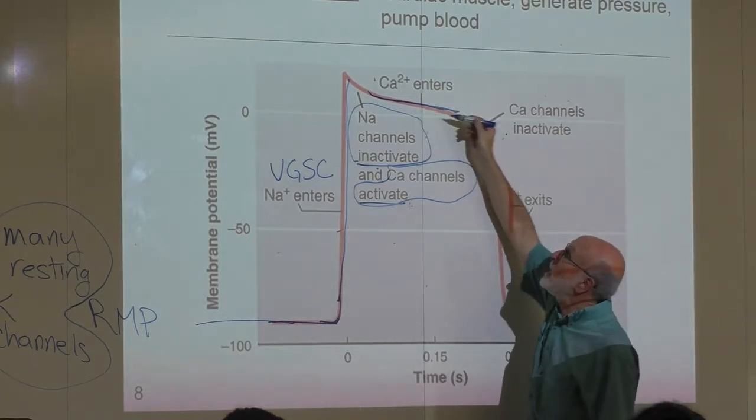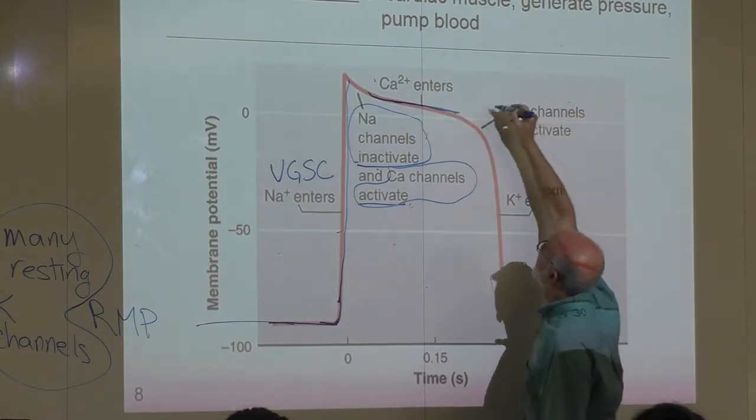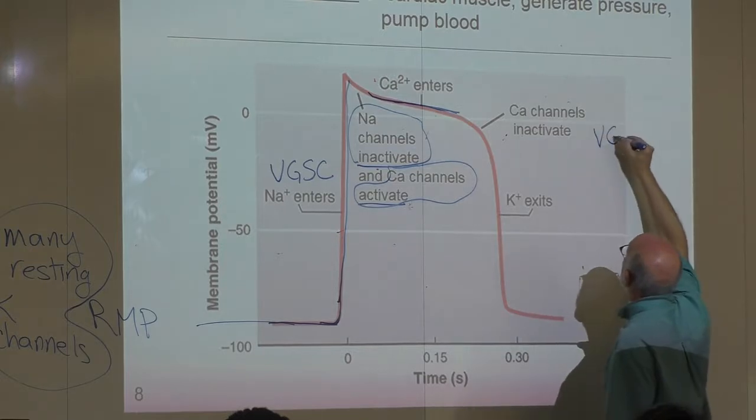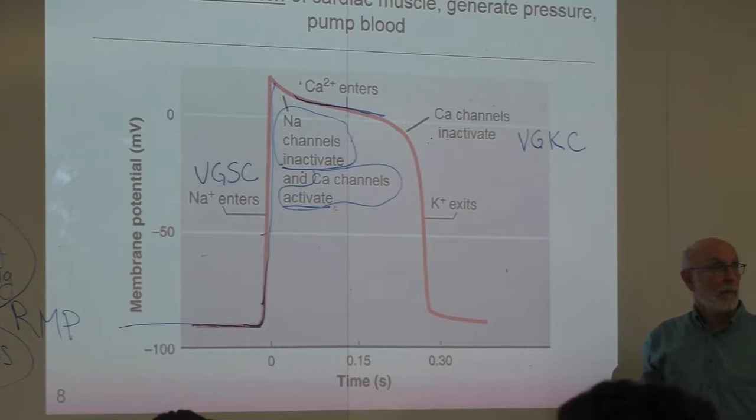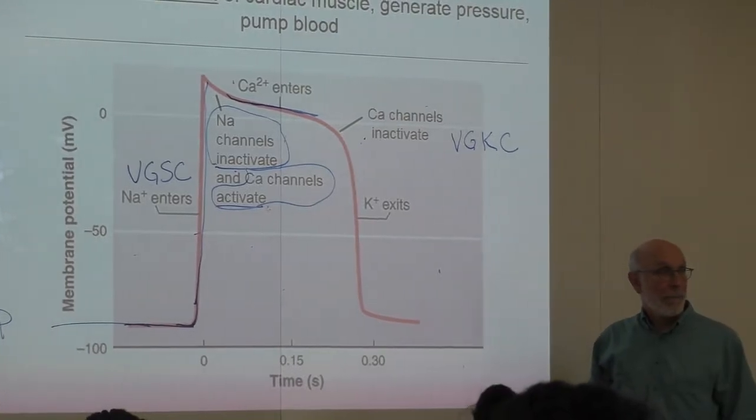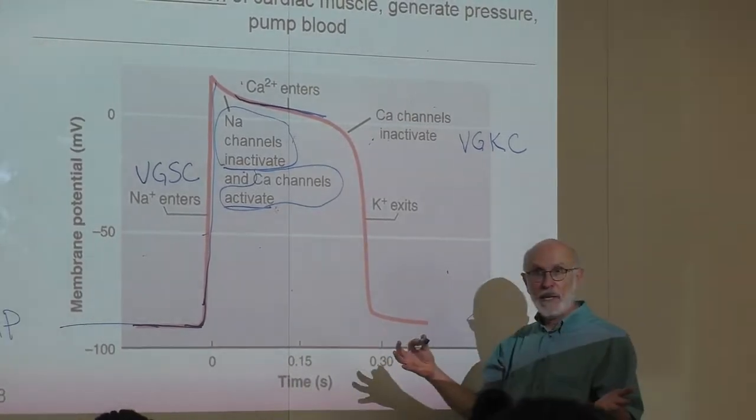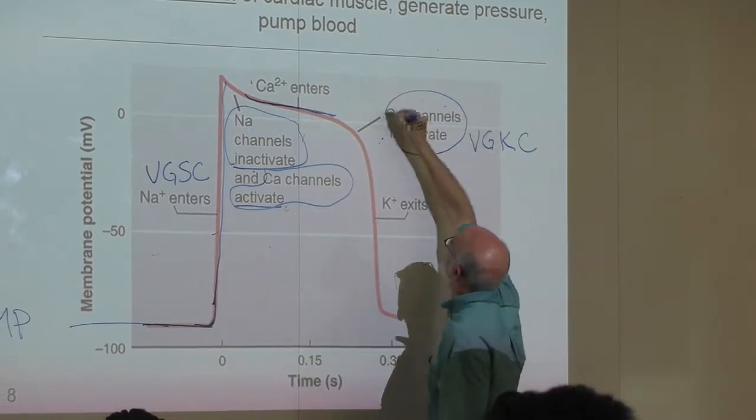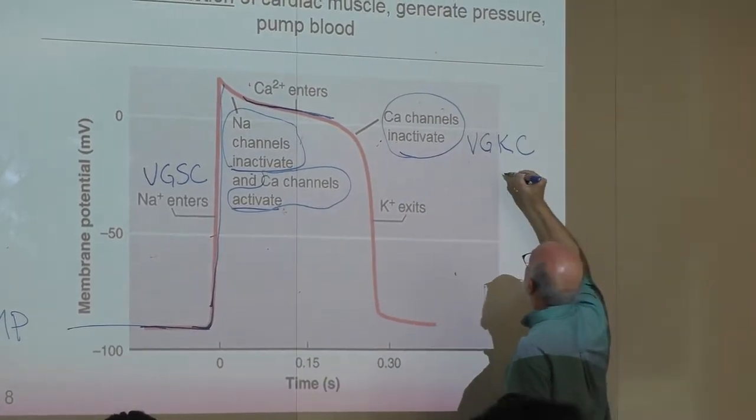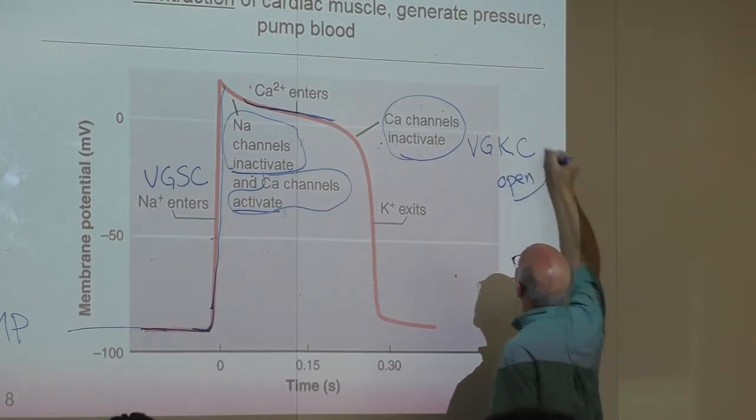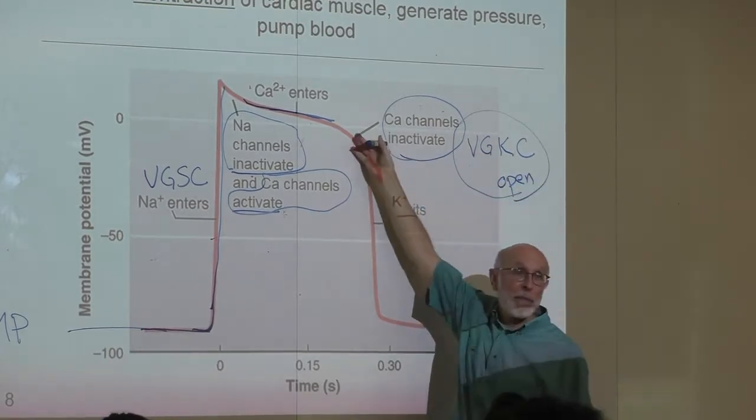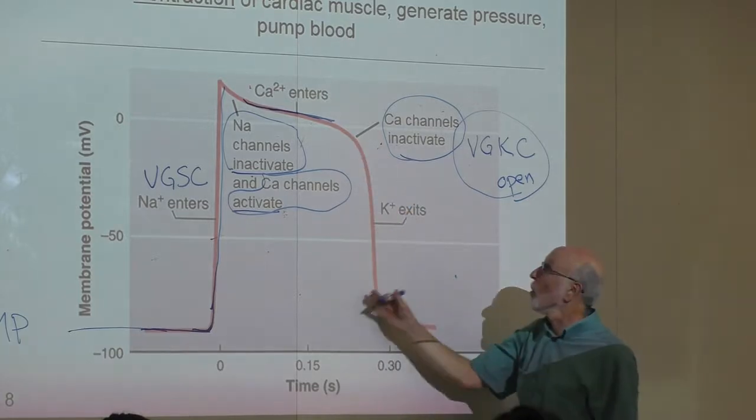This long depolarization also opens voltage-gated potassium channels. And eventually, enough calcium channels inactivate and enough voltage-gated potassium channels activate and open, and the membrane potential repolarizes.